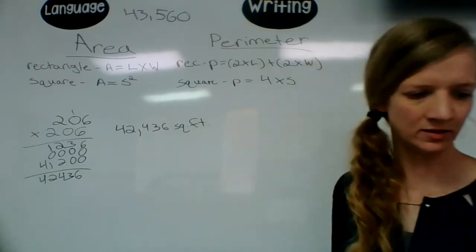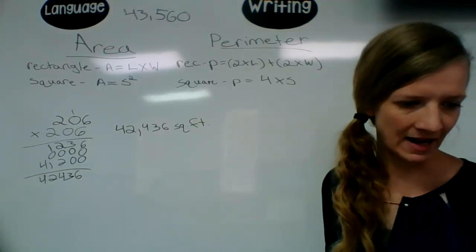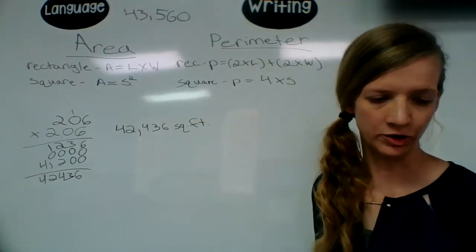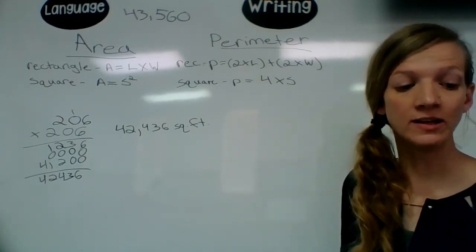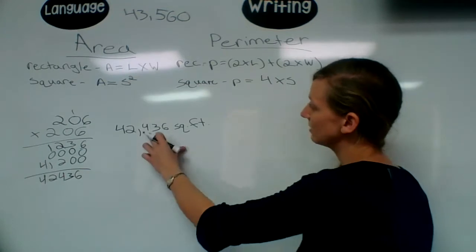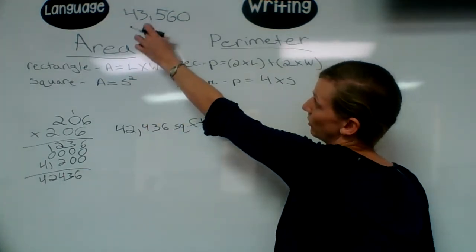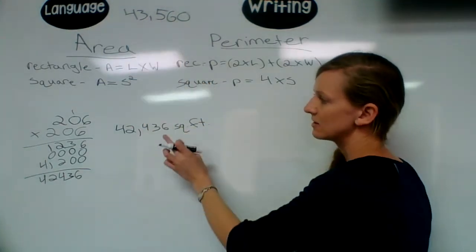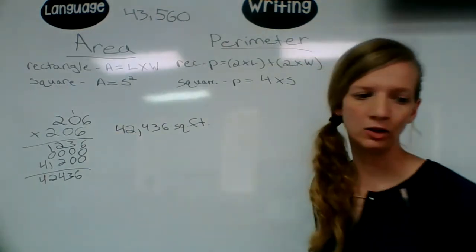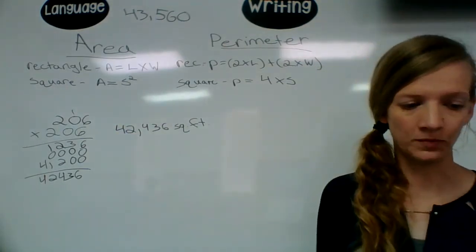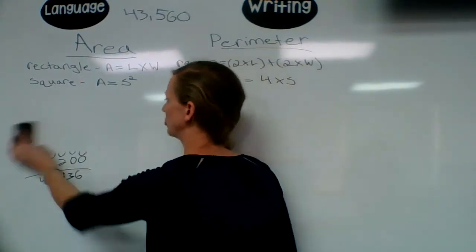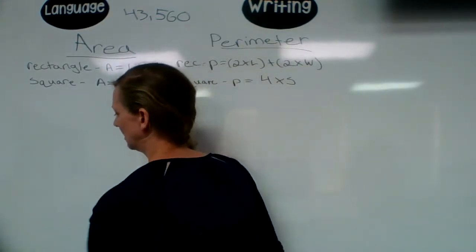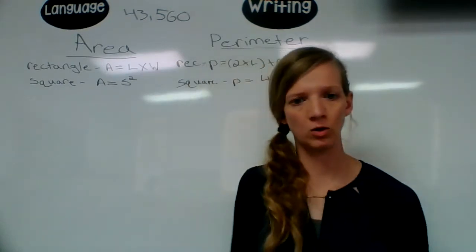So the question is, is it larger than an acre or is it less than an acre? So is it larger than an acre? Yes or no? 42,436 is less than 43,560. So no, this is not larger than an acre. So that is how you found the answer for that. So it's just multiplying it out. Just remember to follow your formulas. And that makes it so easy.